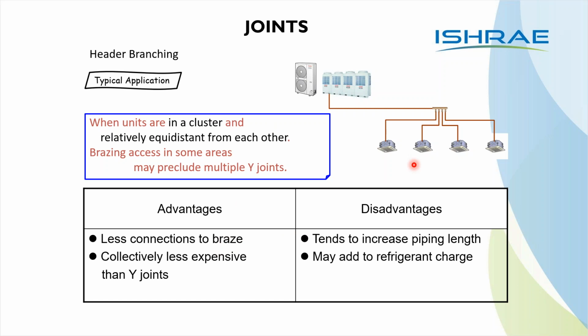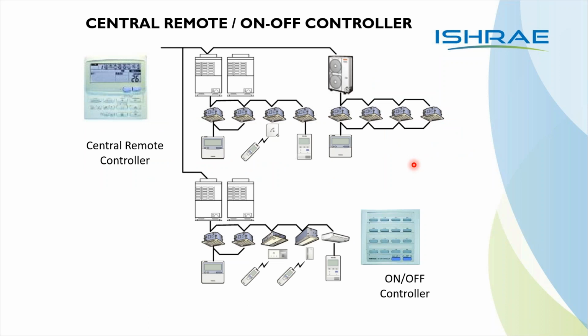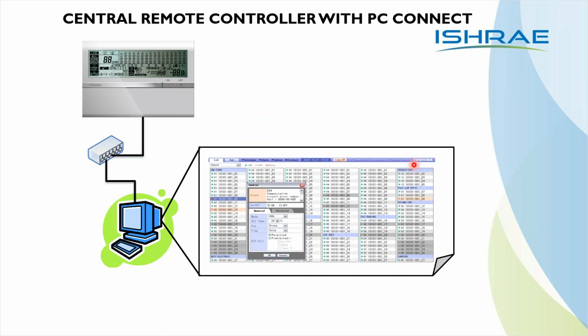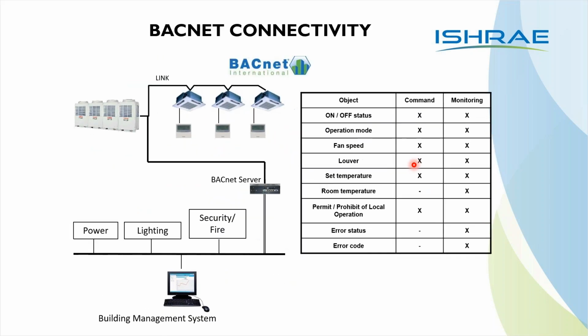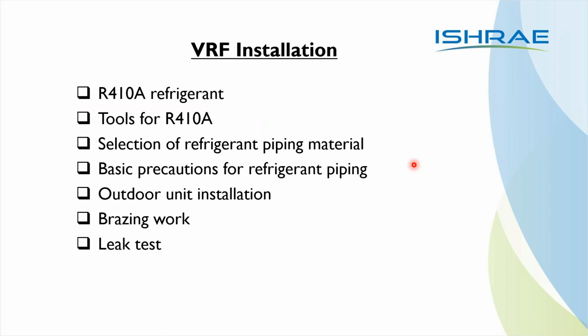So it is always important for us to decide what type of joints we need to use. Again, you can have a central remote controller which can be connected to any type of indoor system, where sitting at one place, you can monitor the various types of indoor units and the temperatures, etc. There's also a Modbus touchscreen. Connectivity can also be had. Now let us move on to the most important part.